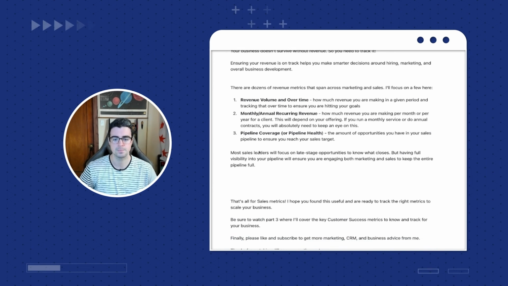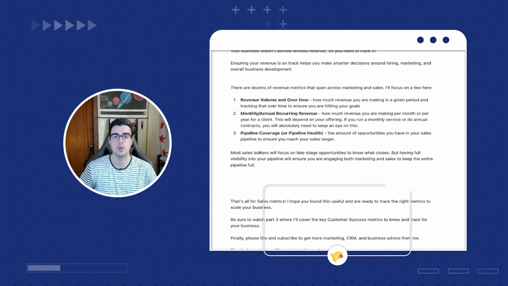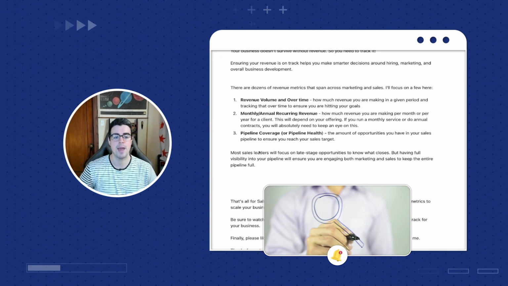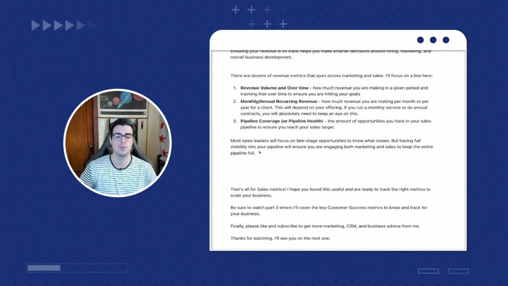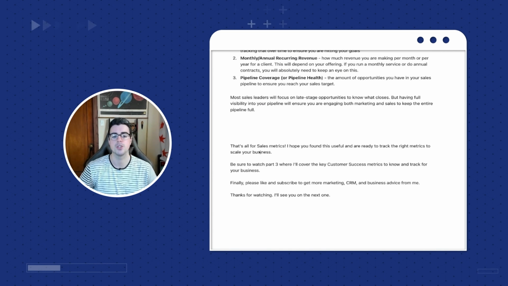And finally, pipeline coverage or pipeline health. This is the amount of opportunities you have in your sales pipeline to ensure you reach your sales target. So most sales leaders will focus on late stage opportunities to know what closes, but having full visibility into your pipeline will ensure you're engaging both marketing and sales to keep the entire pipeline full. That's all for sales metrics.